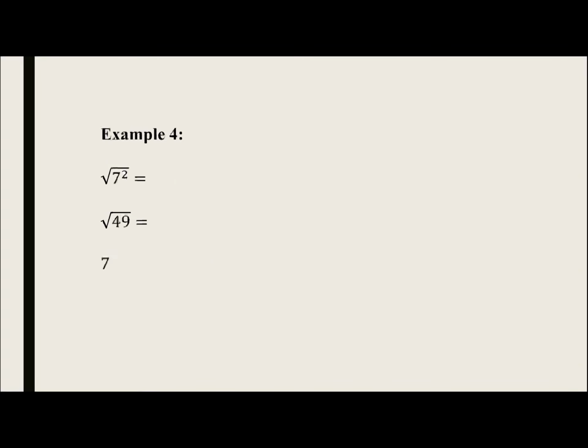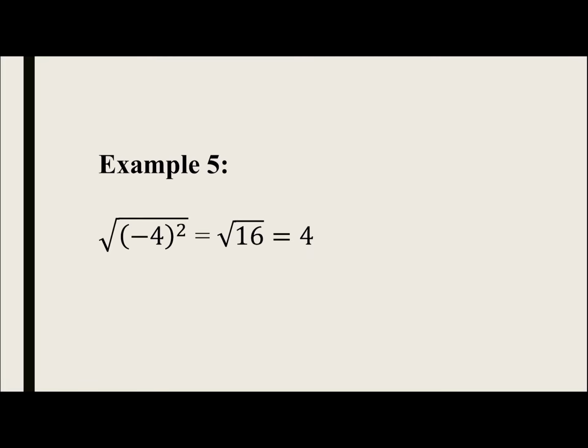Example 4. The square root of 7 squared. Do what's inside there. 7 squared, 7 times 7 is 49. The square root of 49 equals 7. Example 5. The square root of negative 4 squared. Always do what's inside the root first. Negative 4 times negative 4 is 16, and the square root of 16 equals 4.